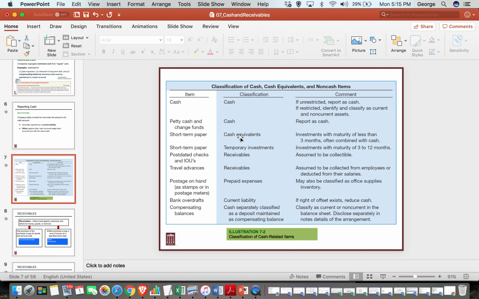Short-term paper and temporary investments have a maturity of 3 to 12 months, so more than likely they'll be reported as a current asset. Post-dated checks and IOUs we can't, of course, cash. Those are considered receivables, assuming that we can collect them. Travel advances, maybe from our salespeople, would be a receivable. Postage on hand, as stamps or in postage meters, would be a prepaid expense. Bank overdrafts would be a current liability. Compensating balances are cash, but we need to record them separately as a deposit and disclose them in the financials and the notes, noting the amounts.